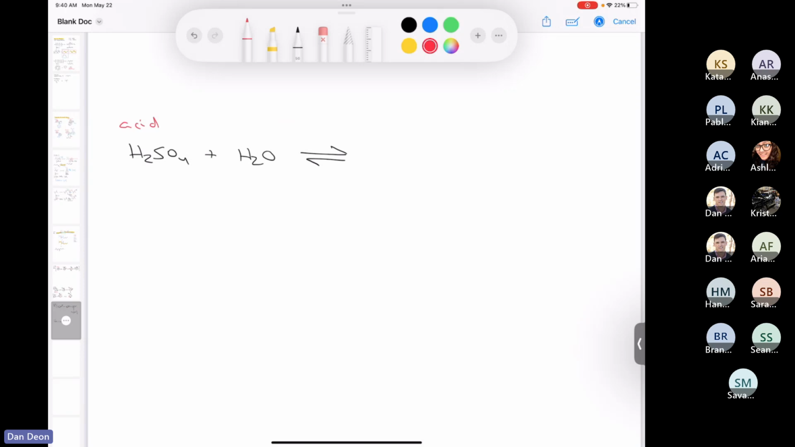So it's going to be our acid, and water is going to be our base. So sulfuric acid is going to donate a proton. You're going to be left over with the hydrogen sulfate ion plus hydronium. And so hydronium is our conjugate acid, and the hydrogen sulfate ion is going to be our conjugate base. If we look at the pKa's, this acid, sulfuric acid, has a pKa of -9. Hydronium has a pKa that's equal to -1.7.